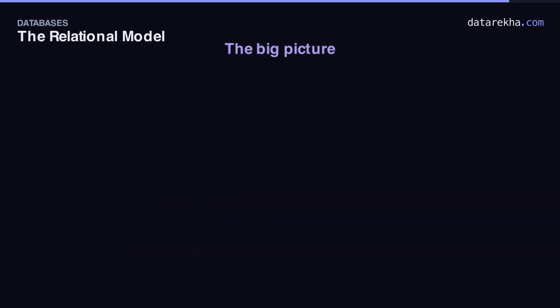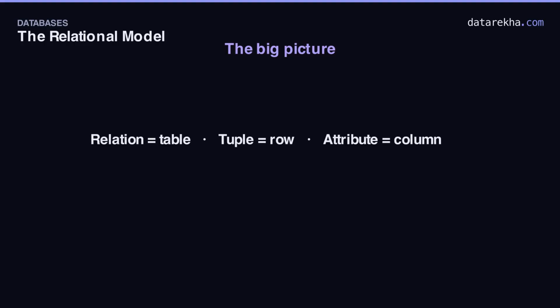Let's lock it all in. A relation is a table. A tuple is a row. An attribute is a column. That vocabulary unlocks every database conversation. It has two sizes. Degree is the number of columns. Cardinality is the number of rows. Across for degree, down for cardinality.